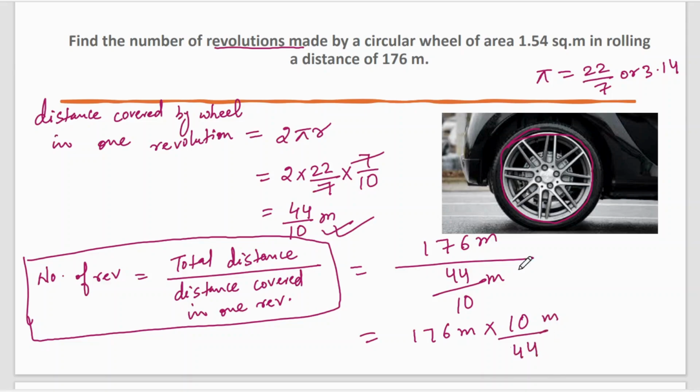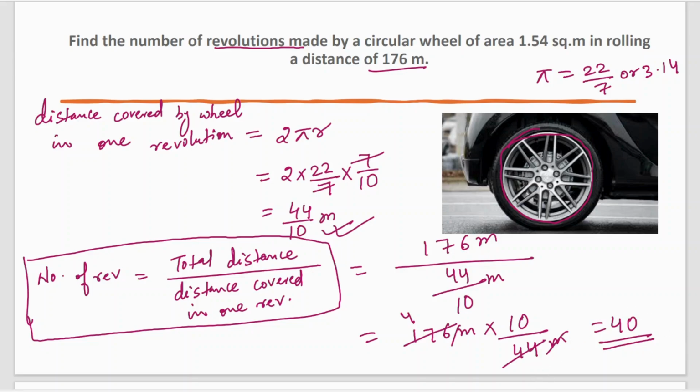Sorry, 44 meter we have to write downward because it is 44 now. So you can see 44 four times. You will cancel out one, then the other cancels out, and you will be left with 40 revolutions. So the number of revolutions that this wheel covered while covering a distance of 176 meter is 40.